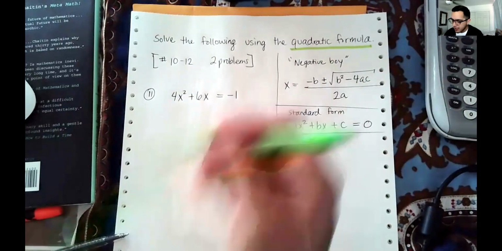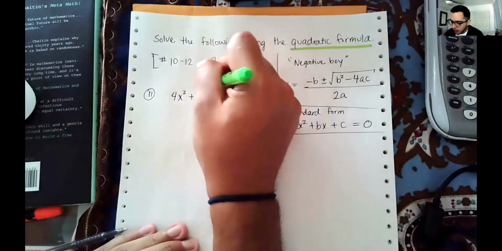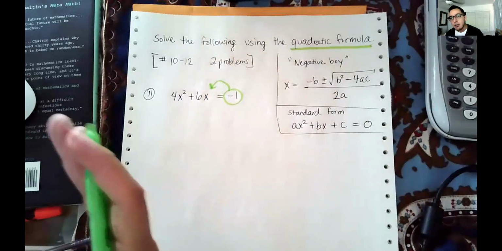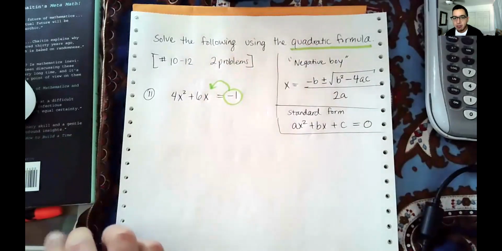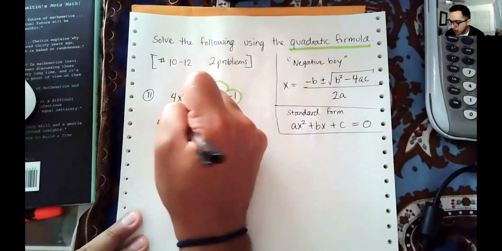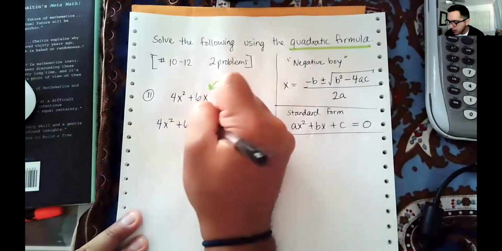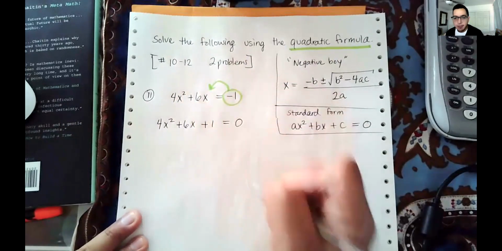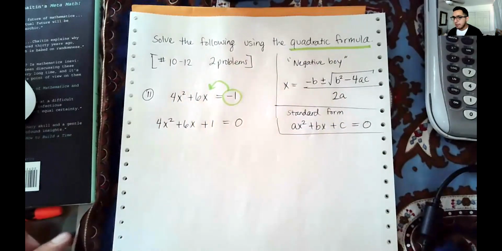So right off the bat, that's going to tell me that we need to move this 1 over to the other side, add it over to the other side so it becomes positive. Okay, so we have 4x squared plus 6x plus 1 is now equal to 0. Is everybody okay with that?